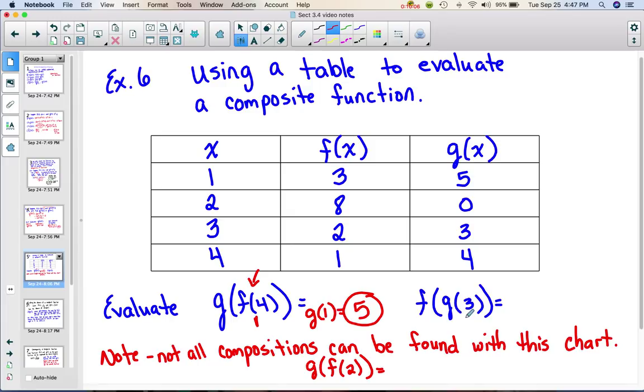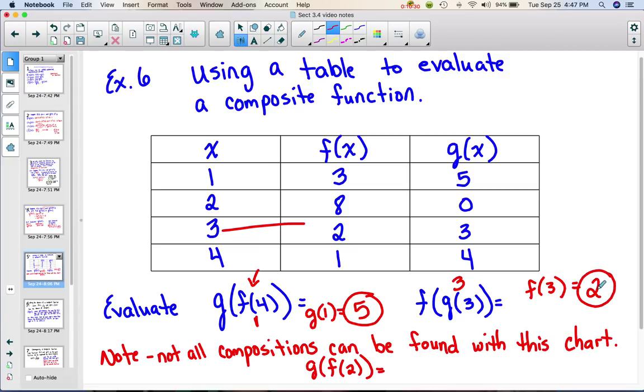Now I have to do f of g of 3. So I'm going to start with the inside function, so I have to evaluate g of 3. So I find the 3. Whoops, didn't mean to draw that line, but that's okay. g of 3 is 3, so this becomes a 3. Now I have to evaluate f of 3. So I look on my chart and I see f of 3 is 2, and that would be my answer.